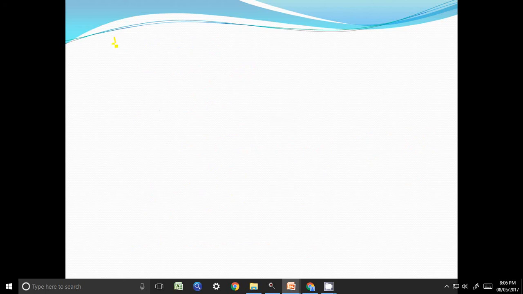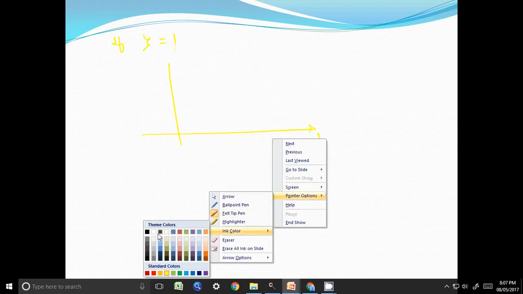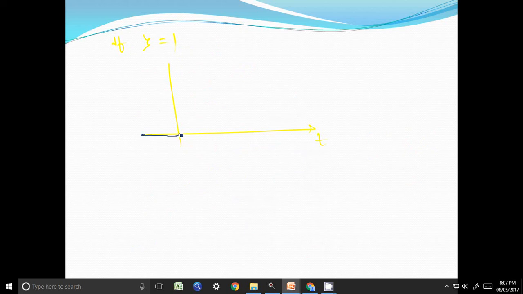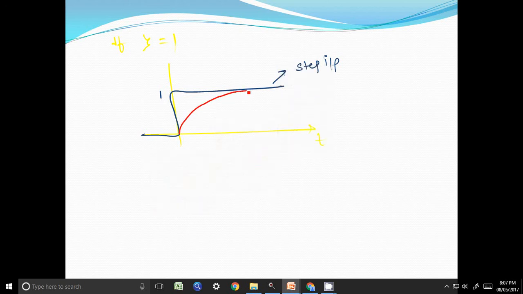If zeta equals 1, then I directly plot the input and output. If this is the step input, then the output is simply an exponentially rising characteristic. This is the output.